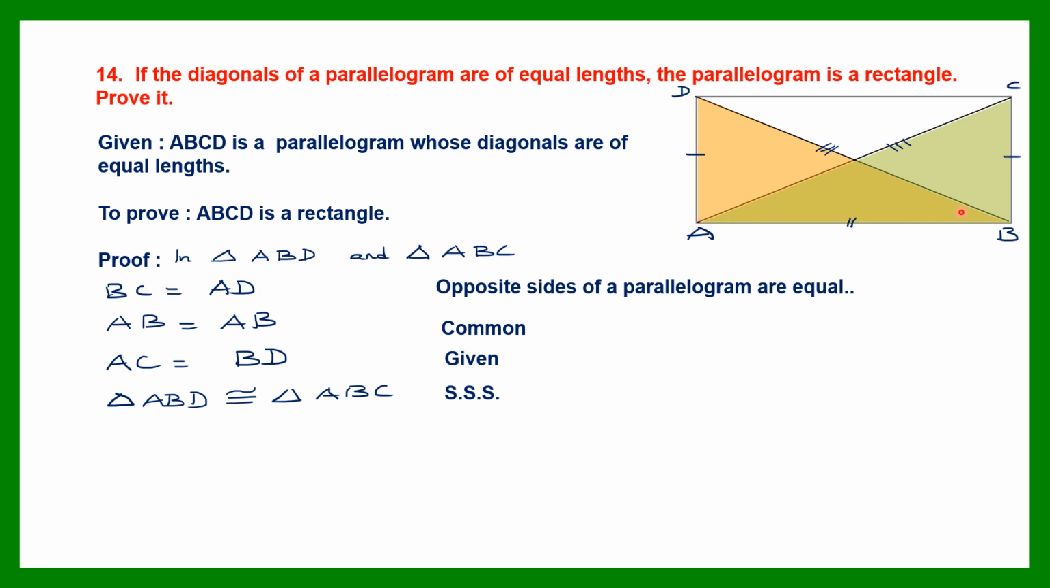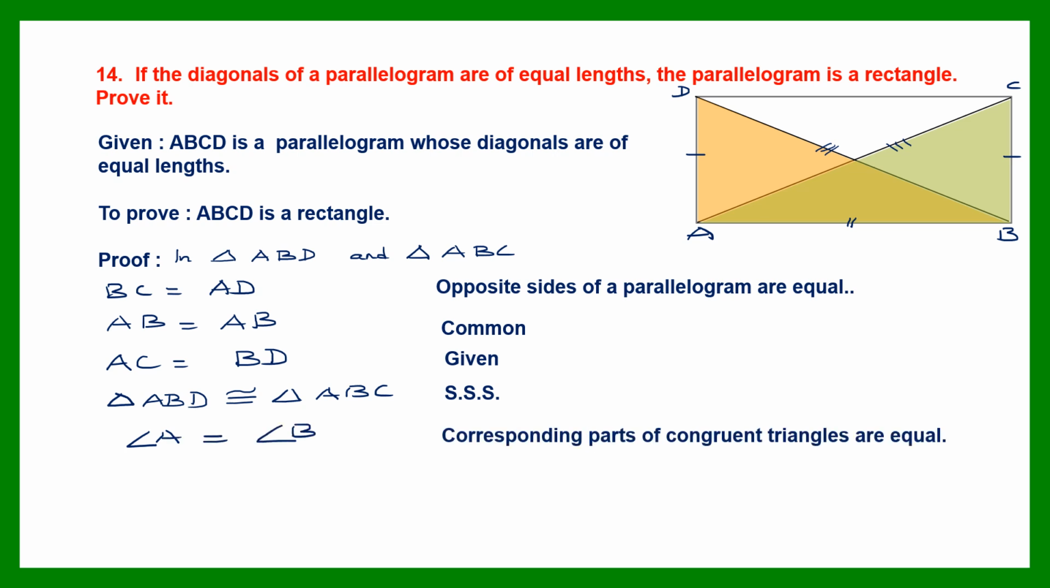So these are corresponding angles. We can say angle A is now equal to angle B. Now how can we say that? Corresponding parts of congruent triangles are equal. These two triangles are congruent, so the corresponding parts will be equal. So angle A is equal to angle B. Now remember, we are trying to get 90 degrees here and here. So we are working out everything to get that.